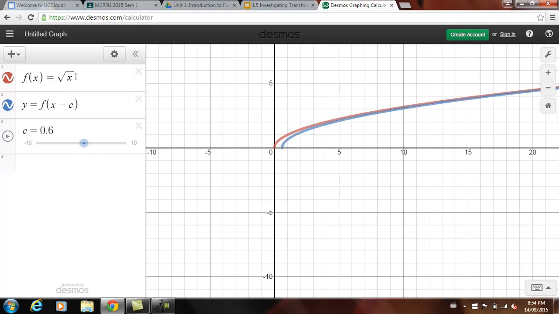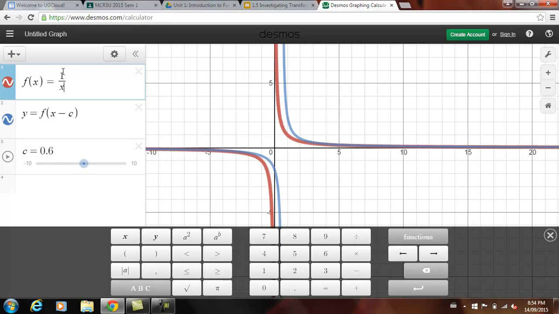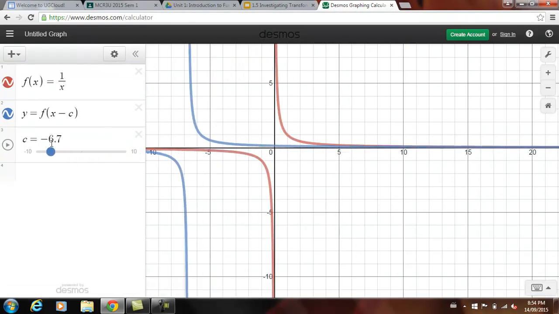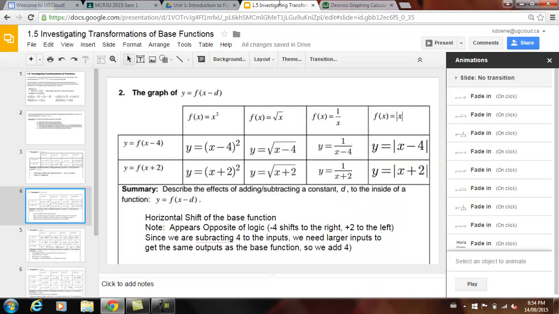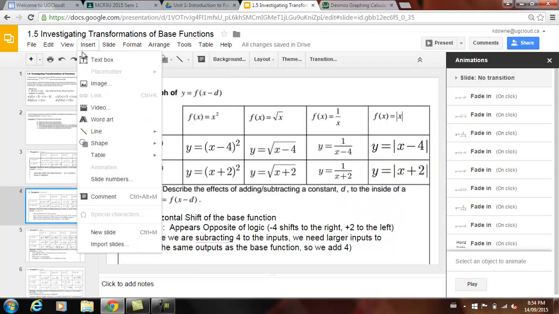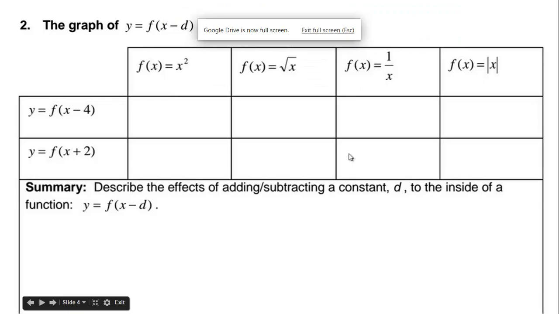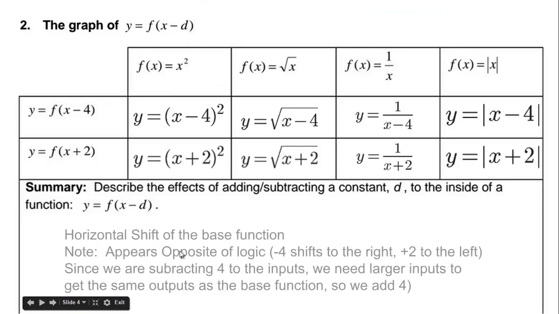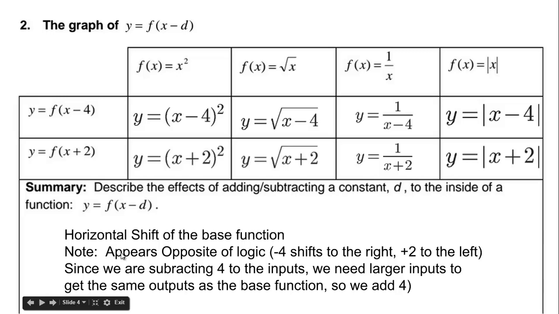Okay, and if we change this to 1 over x, we get the same kind of thing. It's shifting left and right. And so what we say is that this is a horizontal shift to the base function. It appears opposite of logic. The minus 4 shifts to the right, and the plus 2 to the left. That almost seems like the opposite of what we would think was happening.